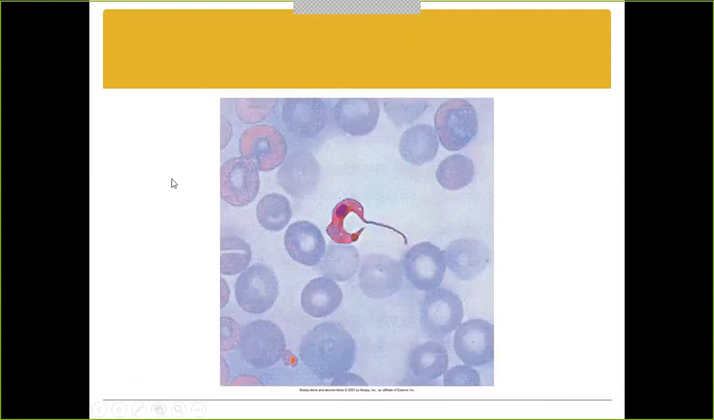This is Trypanosoma. So Trypanosoma sometimes can curve like that C shape. These guys are definitely found in the blood, as you can see from the picture.